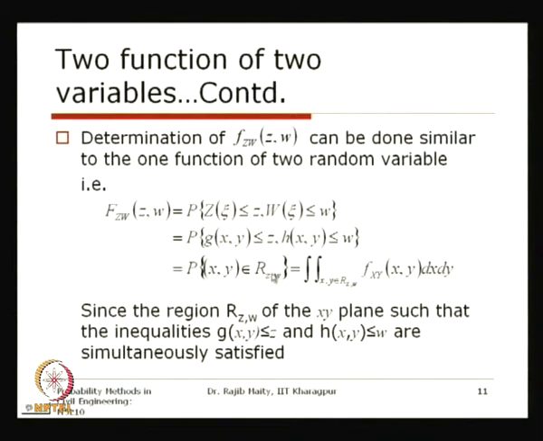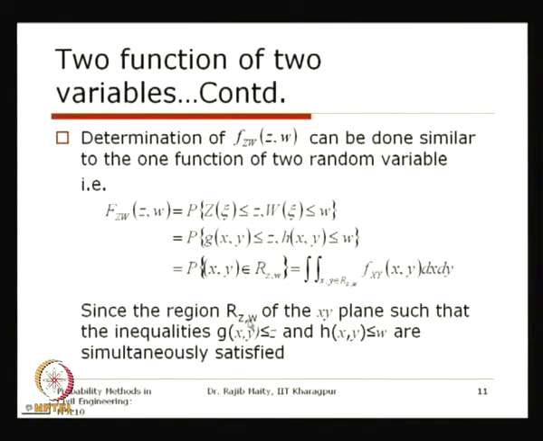So, once we know this region, I have to integrate the joint density of X and Y over that region only. As there are two random variables, this is a double integration over the region R_zw where this joint occurrence is satisfied. So, what is this region R_zw?